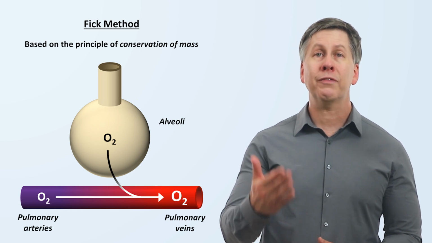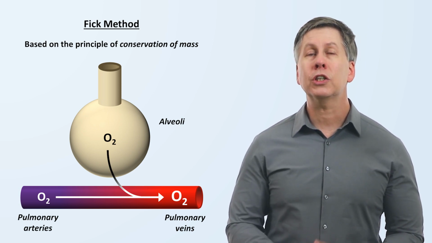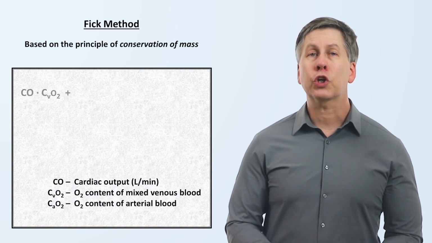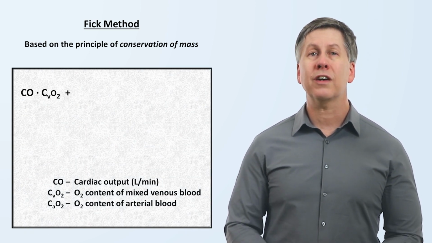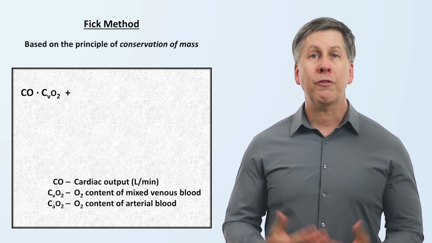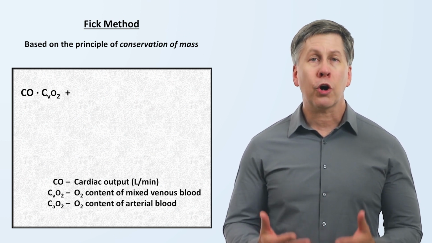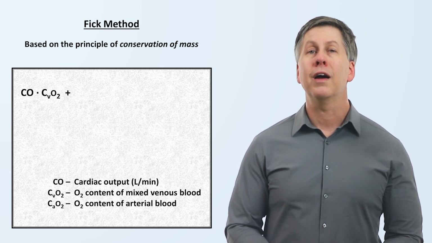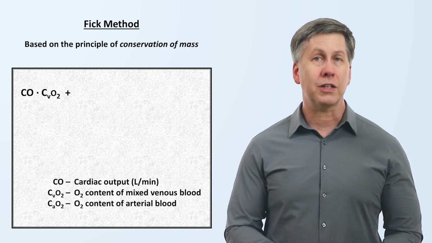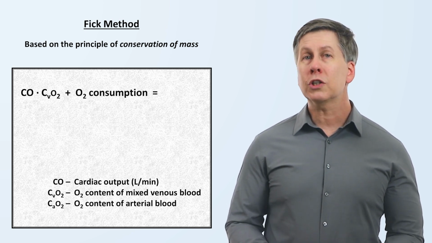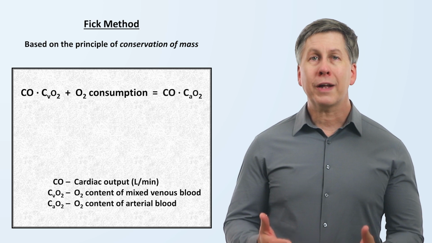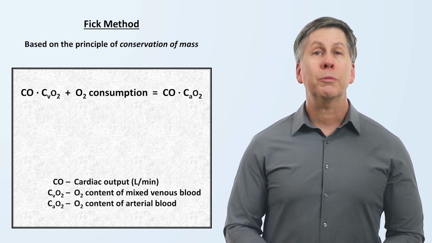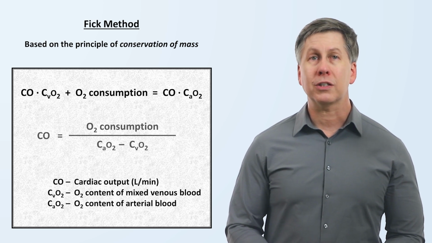This oxygen added via ventilation is the oxygen that's consumed by the body's tissues. The calculation for this is cardiac output times the O2 content of mixed venous blood, that is blood from the right ventricle or preferably pulmonary artery that's been fully mixed, since the O2 content in blood returning via the IVC and SVC are not necessarily the same, plus O2 consumption equals the cardiac output times the O2 content of arterial blood. With some quick algebraic rearrangement, we get this.